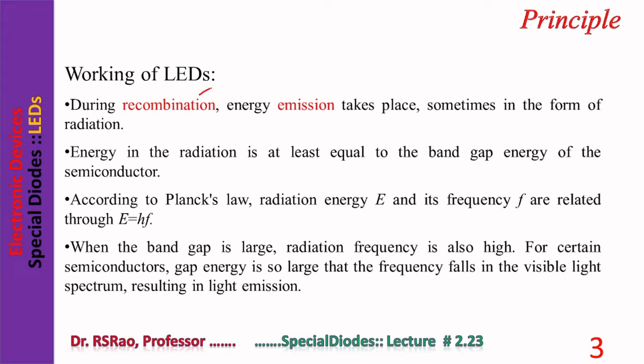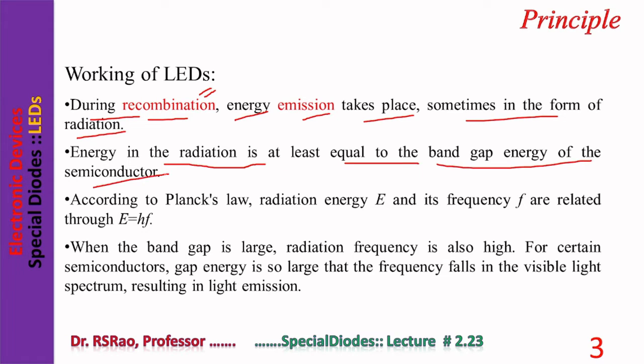A few points regarding working of LEDs. During recombination, energy emission takes place sometimes in the form of radiation. Energy in the radiation is at least equal to the band gap energy of the semiconductor. According to Planck's law, radiation energy E and its frequency f are related through E equal to hf. In physics, usually it is h nu. Frequency is indicated by nu. But in engineering, frequency is f.